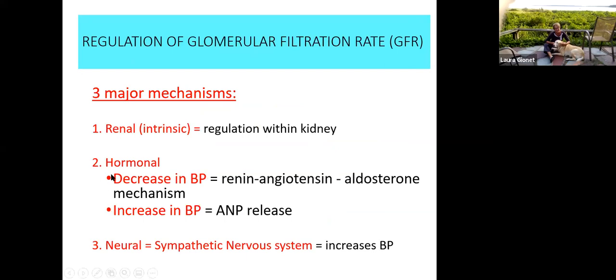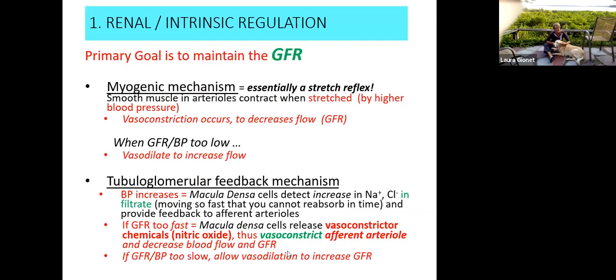So we have three mechanisms that can affect glomerular filtration. We have what's called renal intrinsic mechanisms. Those are the mechanisms within the kidney itself. We're going to talk about that. Hormonal influence, which is stimulated from outside of the kidneys. I mean, it will eventually affect the kidneys because that's where GFR is occurring. But the stimulus for some kind of change is outside the kidneys. And neural mechanisms like the sympathetic nervous system, that is, again, outside of the kidney. It ends up targeting the kidney, but the stimulus is from outside the kidney.